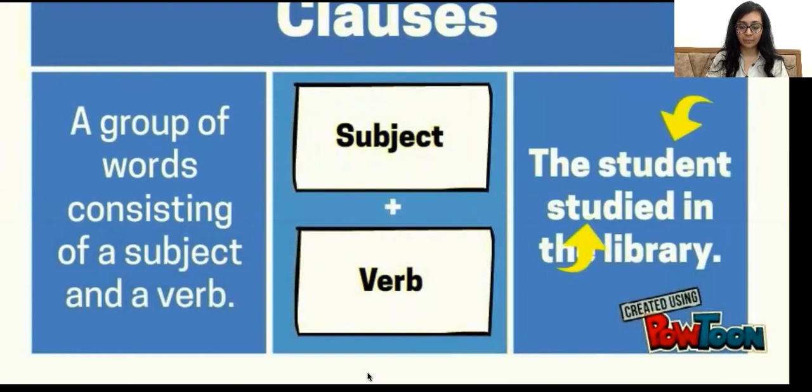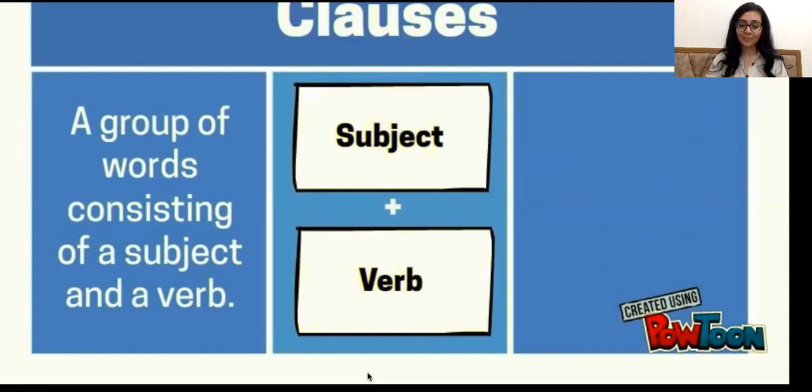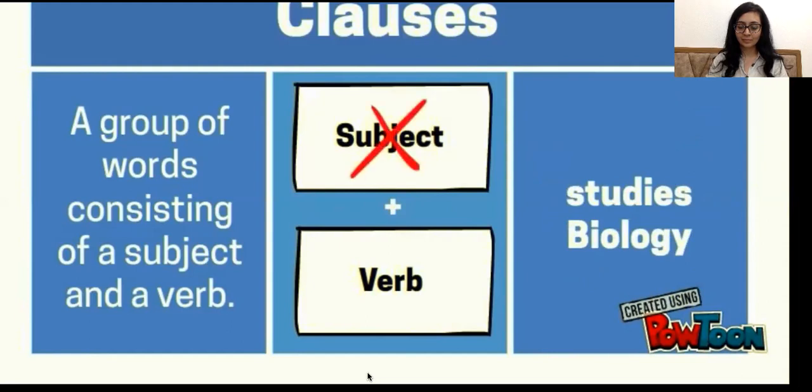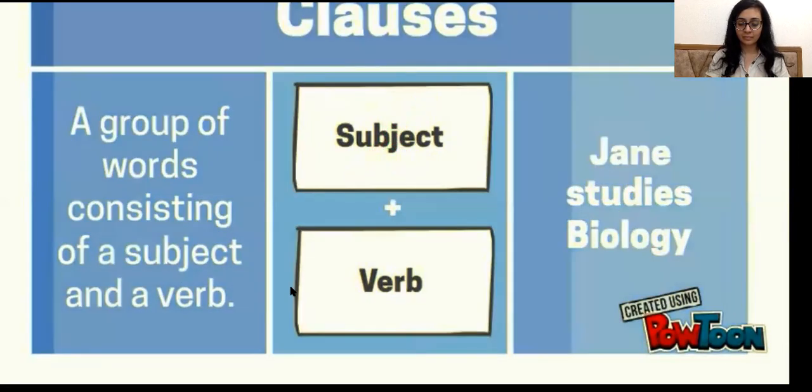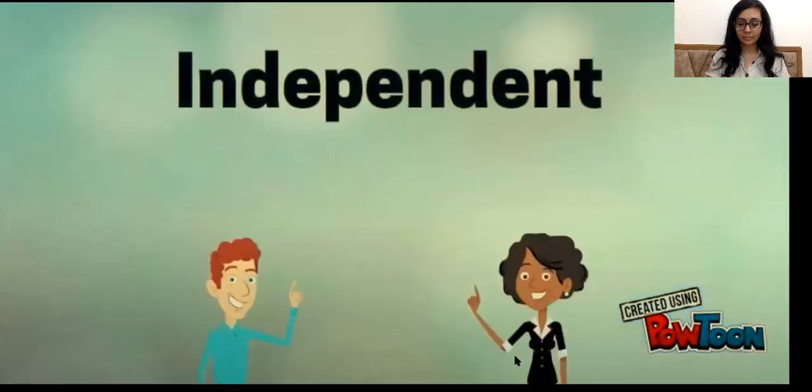It is important to note that both the subject and the verb are required to form a clause. If you only have either a subject or a verb, the group of words may form a phrase, but not a complete clause. For example, the group of words studies biology is not a clause because it does not contain a subject. To be a clause, there needs to be a subject in the sentence. You need to identify who it is that studies biology. For example, a complete clause would be Jane studies biology. Clauses can be independent or dependent.